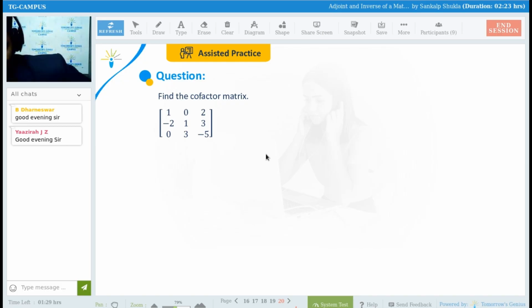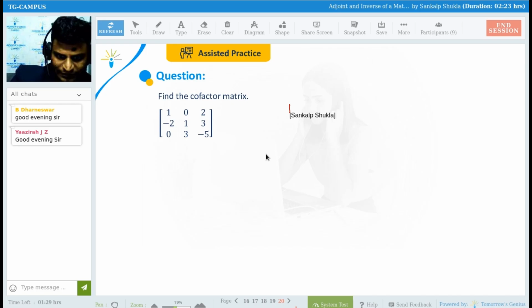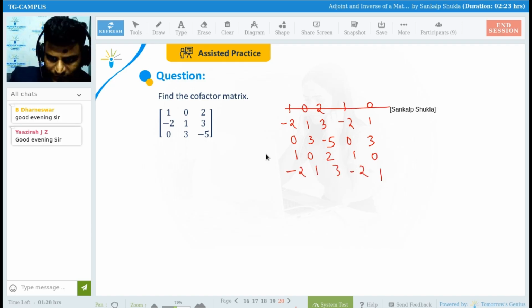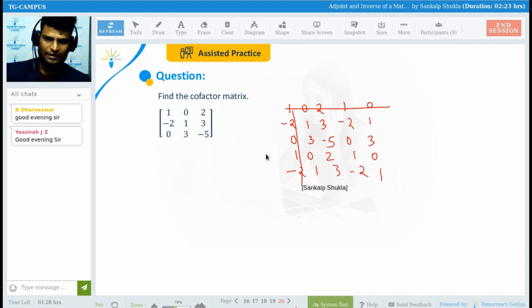See what is the point over here. I've told you the trick now. You have to find the adjoint using that trick only, if you are attempting the question for JEE. In the last step of finding the adjoint, I am writing this 1 0 2, minus 2 1 3, 0 3 minus 5, and then I'll write C1 and C2. So it will be 1 minus 2 0 and 0 1 3, and then R1 and R2. So it will be 1 0 2 1 0 and minus 2 1 3 minus 2 1, and I'll just eliminate these two, first one first column.